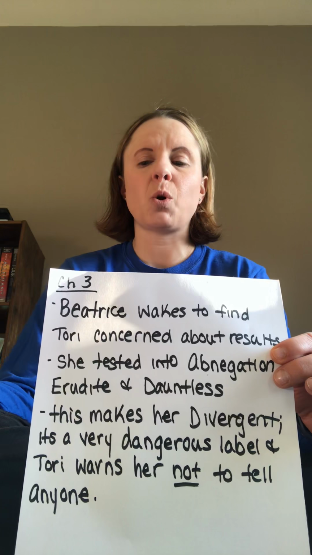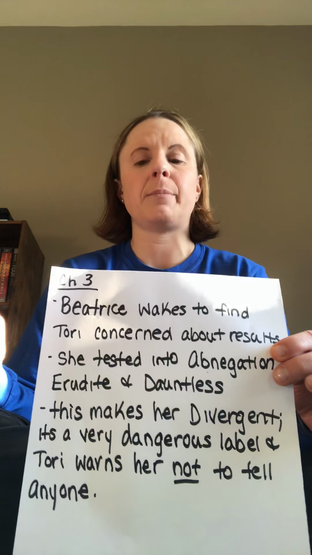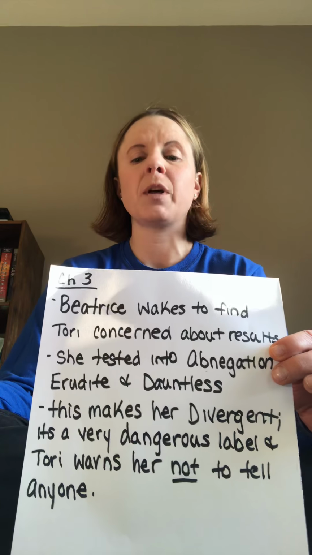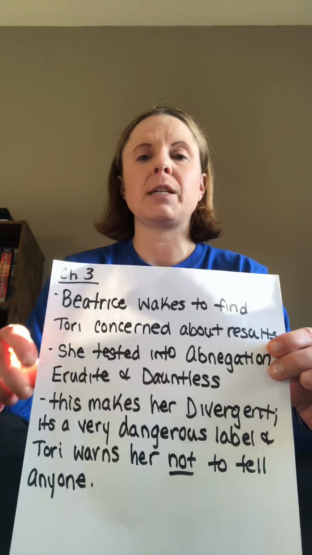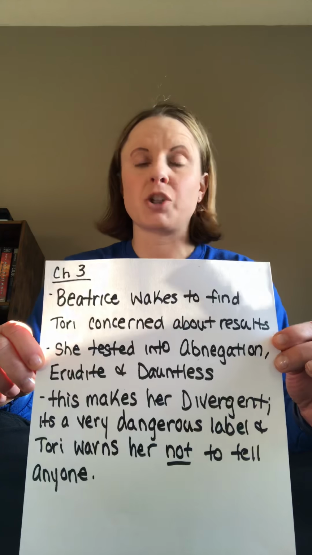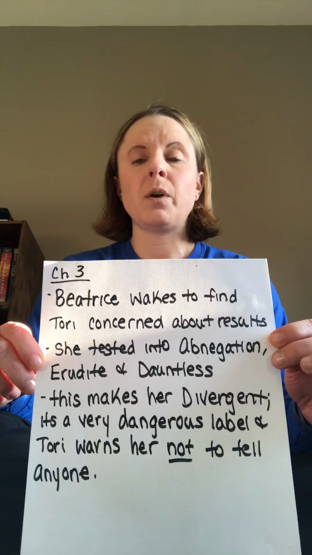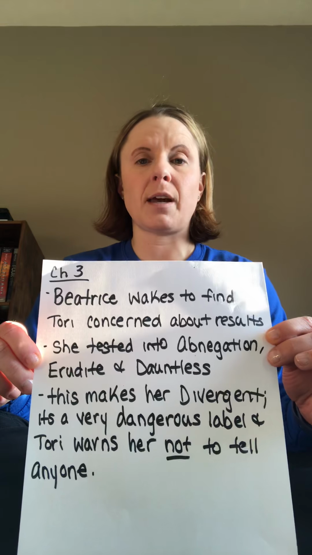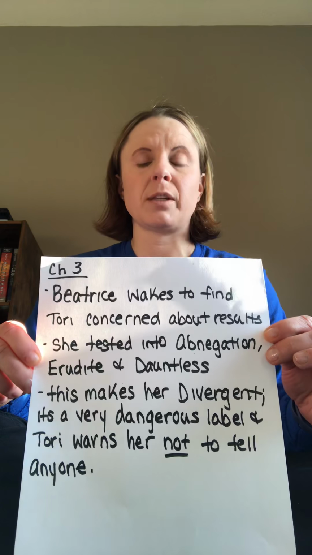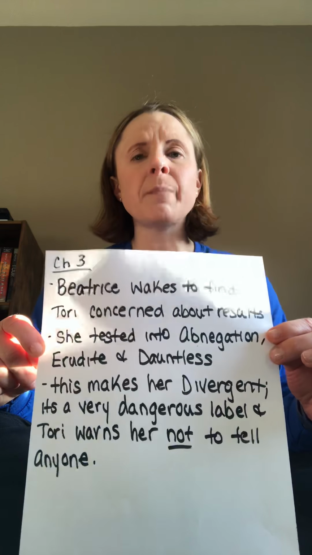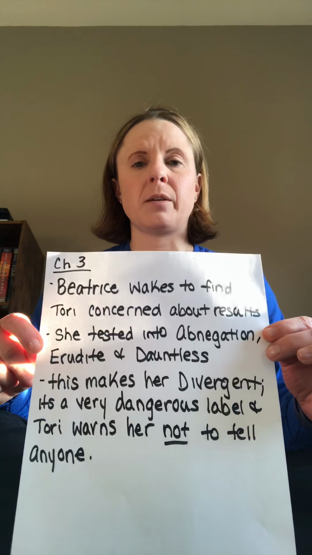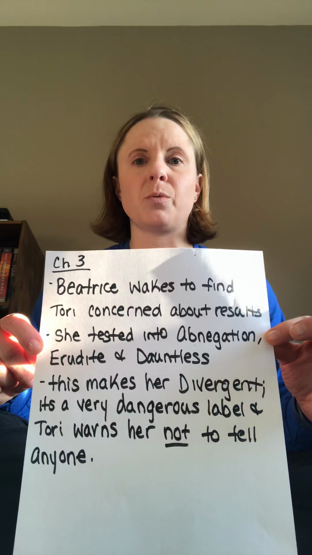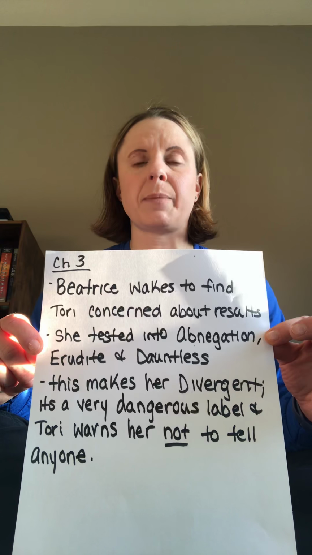And so Tori tells her not to tell anybody that she is truly a Divergent and to keep that to herself, because essentially Beatrice is going to need to decide what faction she needs to go into, so that she isn't considered to be a Divergent and then essentially has to become factionless. So those are the main points of chapter 3, okay? So again, you can always pause this video if you want to look at these notes longer or copy them down, okay?